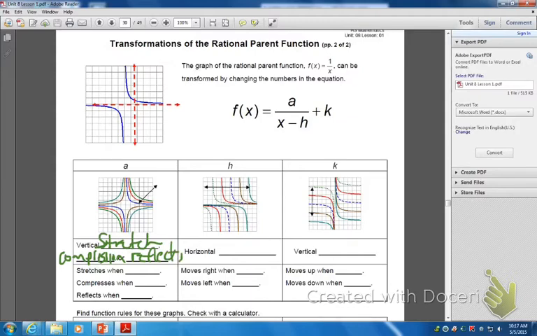Okay. When do we know we're going to have a stretch? What's the value of A when we have a stretch? Greater than 1. When do we know we're going to have a compression? When A is less than 1, but still greater than 0. And it will reflect when A has a value of what? Negative, right? So we would say when A is less than 0, or negative. Thank you.